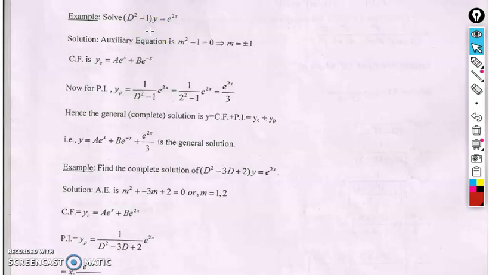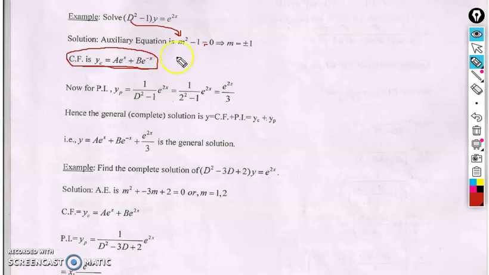You have already learned that y equals e to the power mx, so we consider e to the power mx as the trial solution. The auxiliary equation can be found by replacing D by m. Here D square becomes m square, and 1 becomes minus 1, equal to 0, so m equals plus or minus 1, which represents that the roots of the auxiliary equation are real and distinct. For that reason, we can write the complementary function as a e to the power m1 x plus b e to the power m2 x, where a and b are arbitrary constants. Here m1 is 1 and m2 is minus 1, so the complementary function is this.